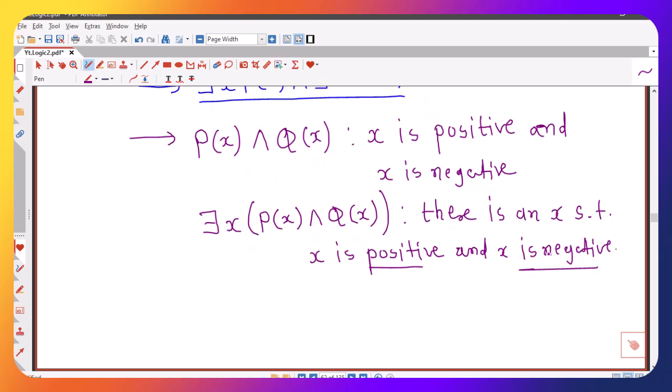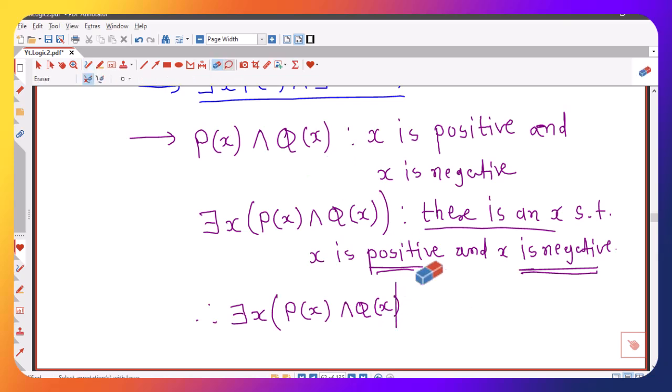We know that if we take any integer, then it is either 0, positive or negative, but the same integer cannot be positive and negative at the same time. So here we cannot find any x in this set of integers such that this is correct. That means this statement, there exists x such that p(x) and q(x), is not true, or is false.